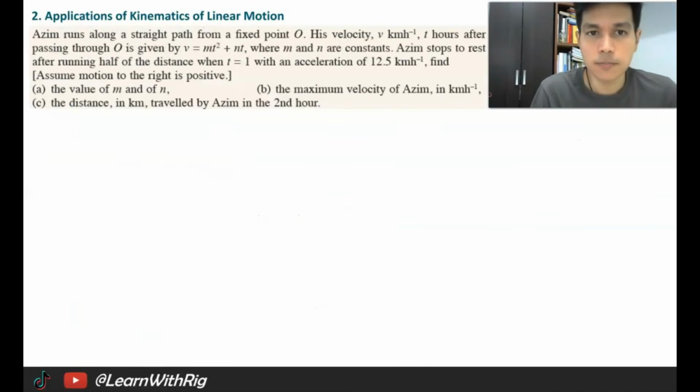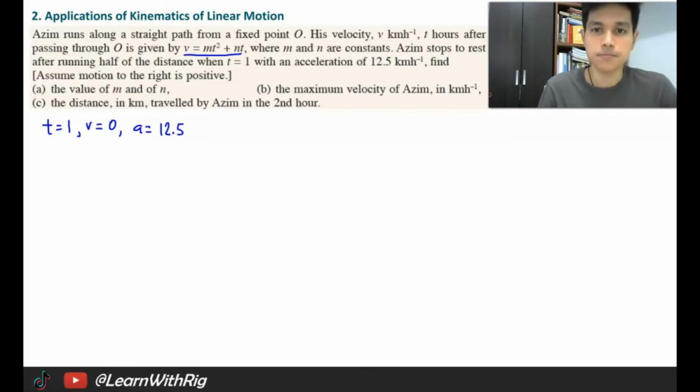Azim runs along a straight path from a fixed point O. His velocity after passing through O is given by, okay, so they give you the velocity function here. m and n are constants. Azim stops to rest after running half of the distance when t equals 1. Okay, so they gave you a hint here. When t equals 1, the velocity is 0, he stops, right? With acceleration of 12.5 km per hour. So they're saying that when t equals 1, his acceleration is 12.5 km per hour.